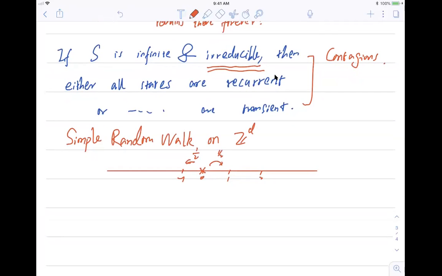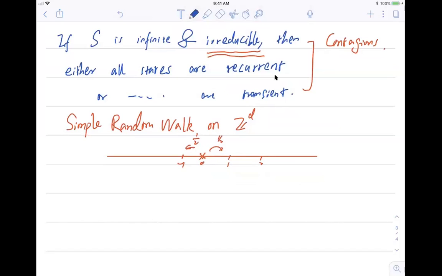So definitely each state is accessible. If you're starting from I, you can definitely reach J in certain steps. So Z, the state space, is irreducible.